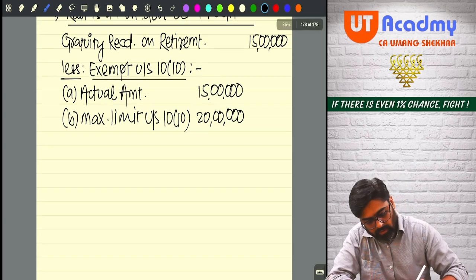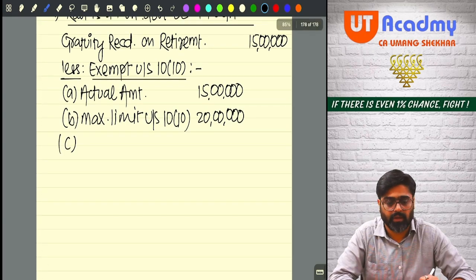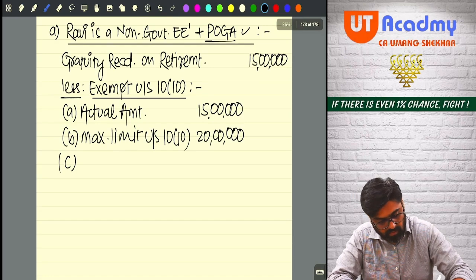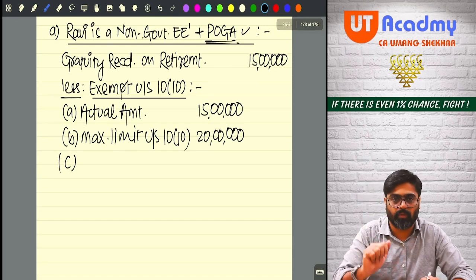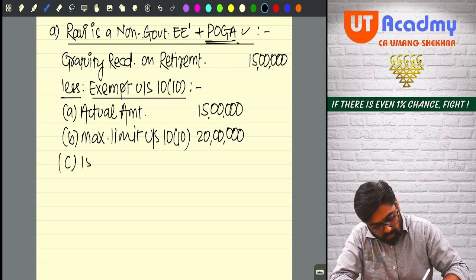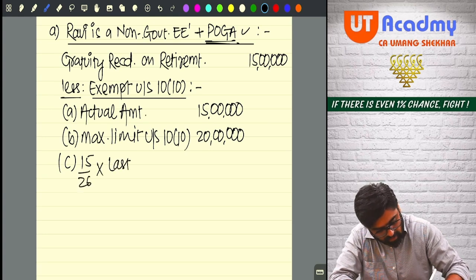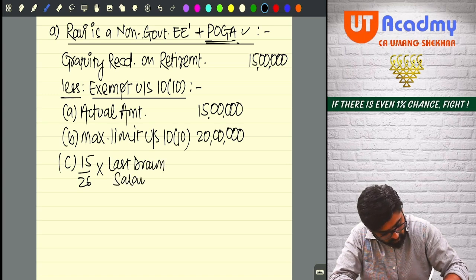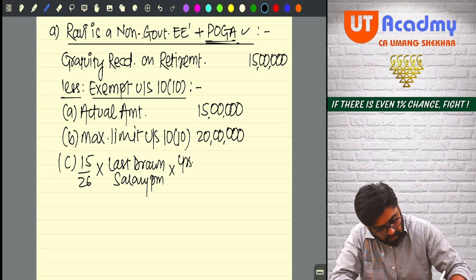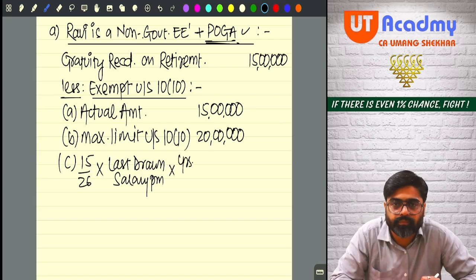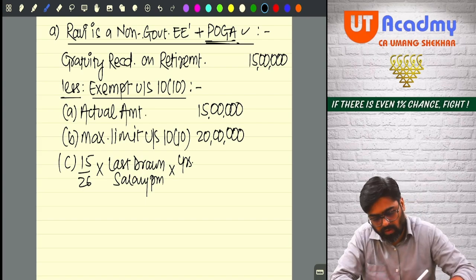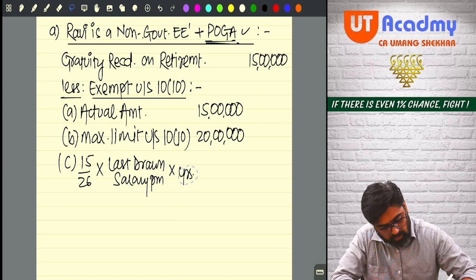Okay. Now see, limit C. Is he covered by POGA? So I will write POGA limit over here. What was the POGA limit? 15 by 26 into last drawn salary per month into years of service. Yes or no? Into number of years of service.